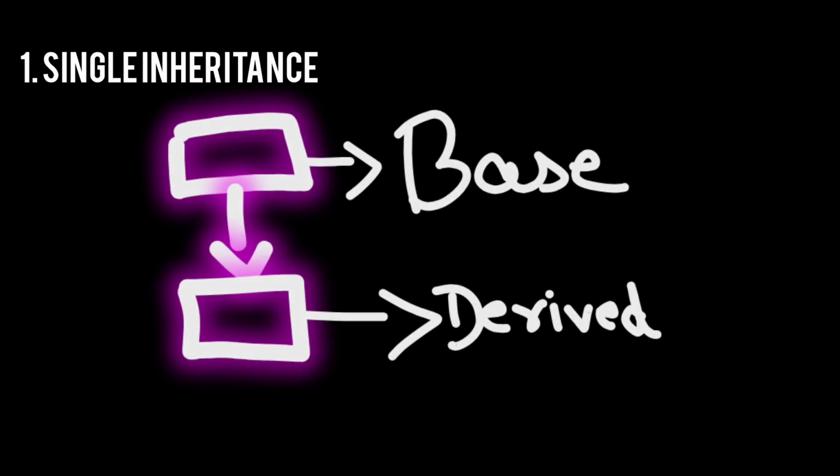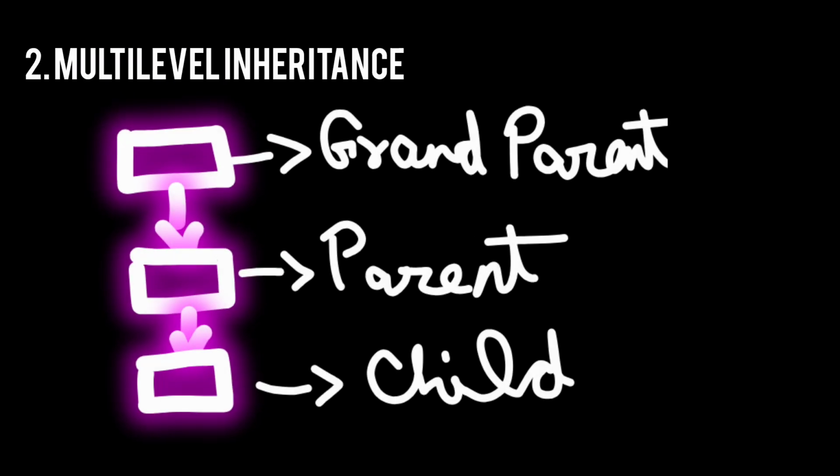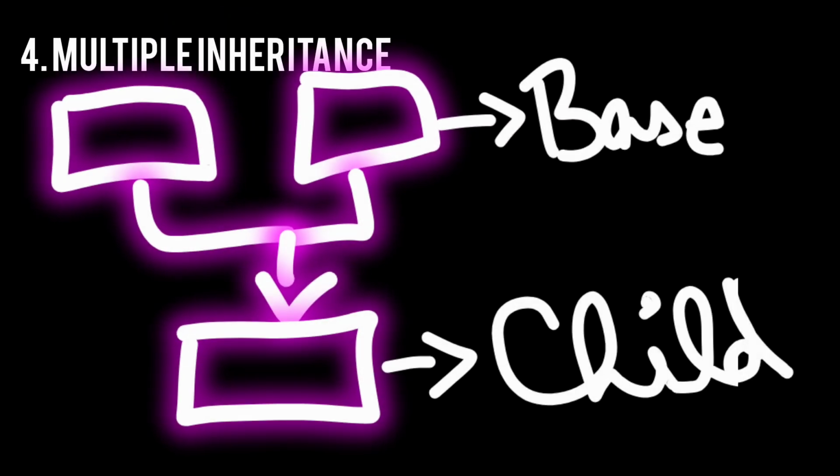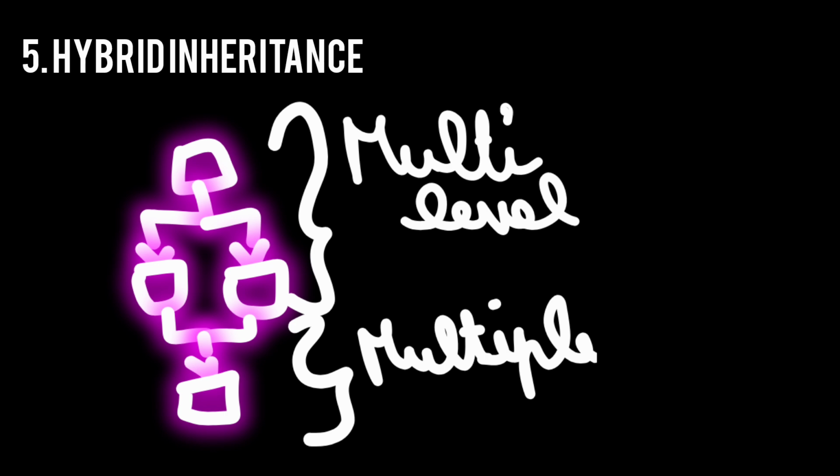Single inheritance. Deriving a class from a single base class is called single inheritance. Multi-level inheritance. If there is a sequence of grandparent inherited by parent inherited by child, it is multi-level inheritance. Hierarchical inheritance. If a single class is being inherited by multiple subclasses, then it is hierarchical inheritance. Multiple inheritance. If a subclass is derived from more than one base class, then it is multiple inheritance. Hybrid inheritance. If there is a combination of more than one type of inheritance, then it is hybrid inheritance.